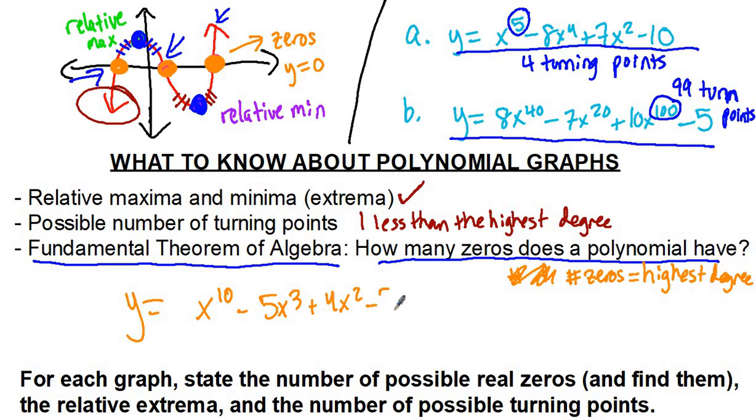I'm just making up a random polynomial here. The highest degree right here is this. It has a degree of 10. So that means that polynomial will have 10 ways that you can make it 0. It will have 10 zeros.